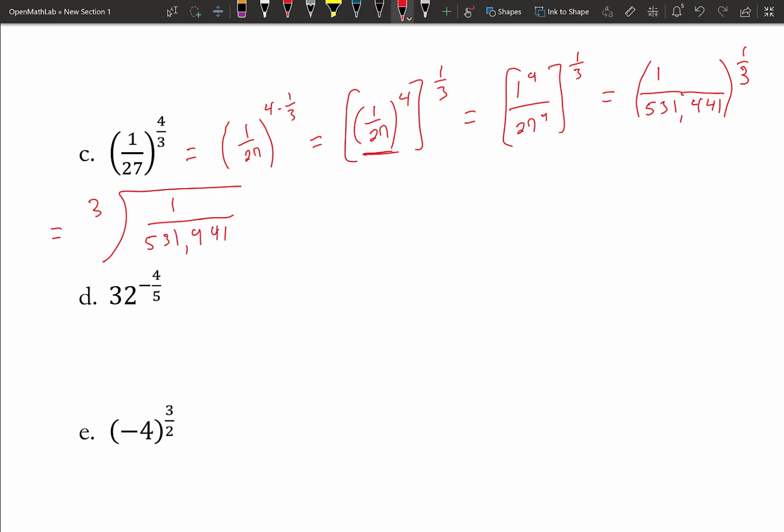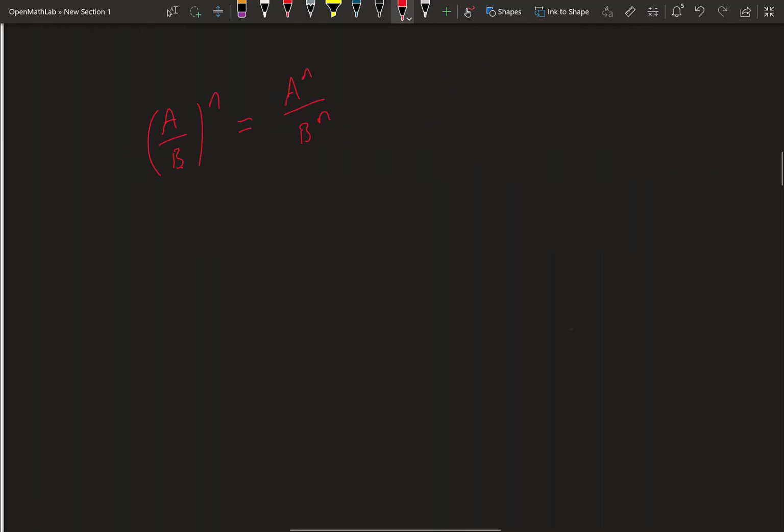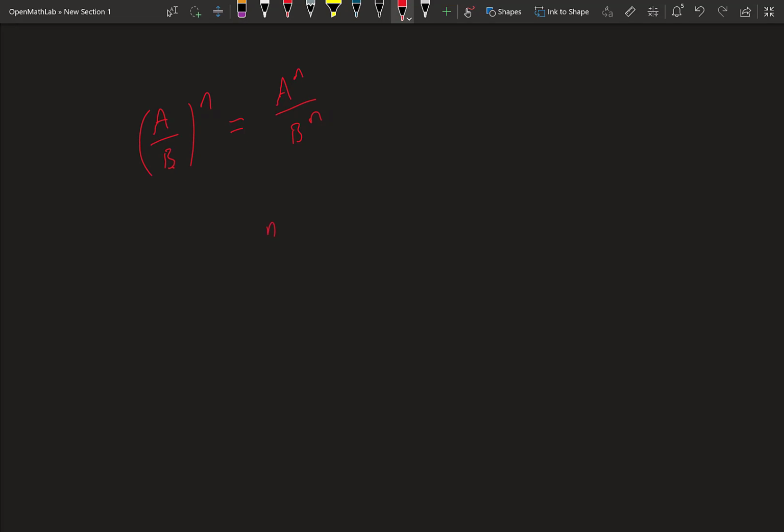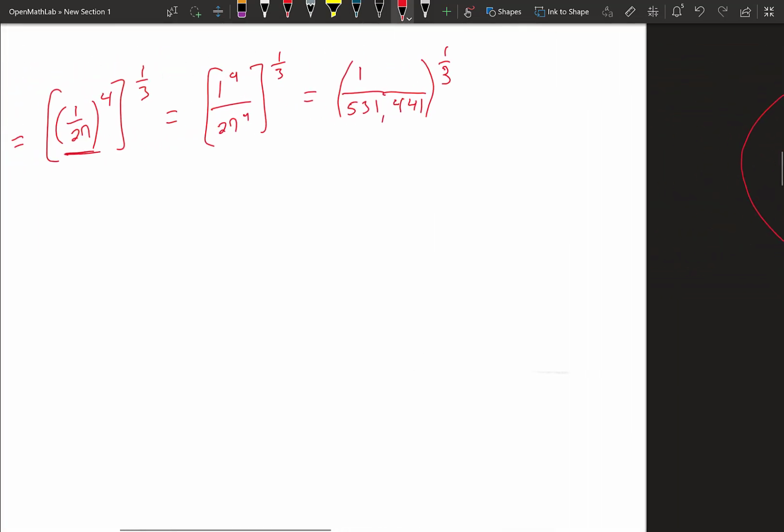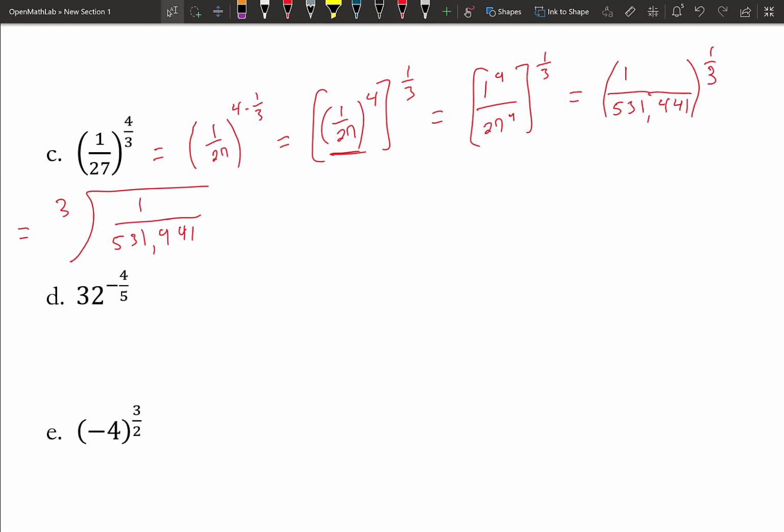So if I have the nth root of a fraction like a over b, then this is the same thing as the nth root of the numerator divided by the nth root of the denominator. So that holds true. And really, what you're doing is applying this rule. So this would be the same thing as the cubic root of 1 divided by the cubic root of 531,441.